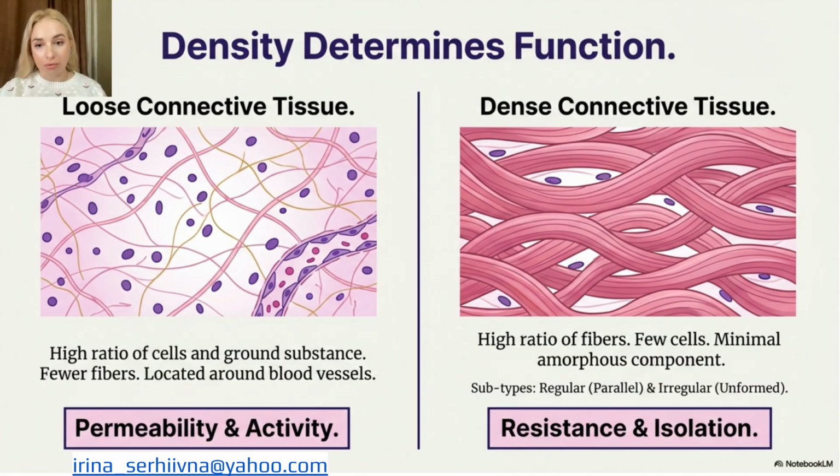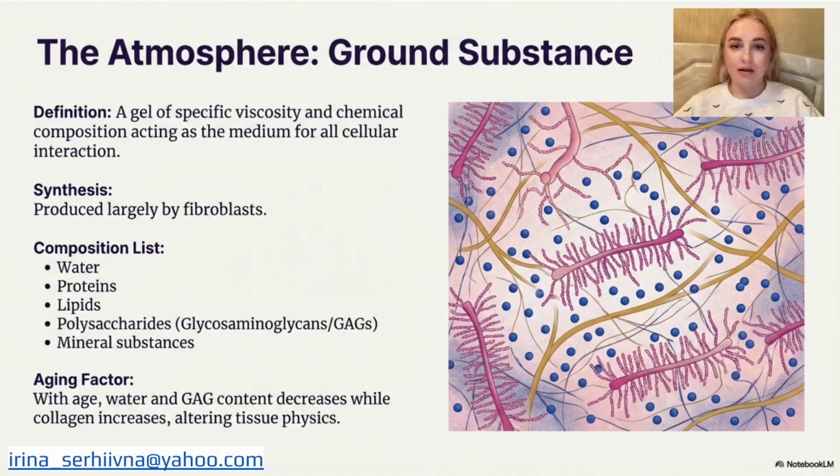on connective tissue proper. And this family of connective tissue proper has two representatives: loose connective tissue and dense connective tissue. Both of these types have the same structural components like cells, fibers, and ground substance. But if we talk about loose connective tissue, cells predominate. If we talk about dense connective tissue, fibers predominate over other compartments.